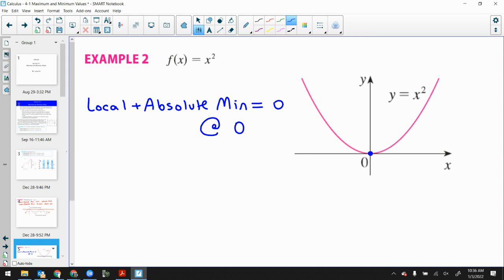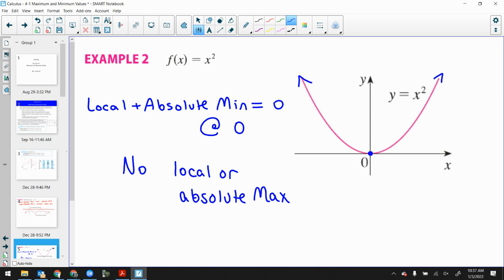Let me ask you: are there any maximum values? No, because it will go on forever. X squared will go on forever on the left and the right side. So we will say no local or absolute maximums.